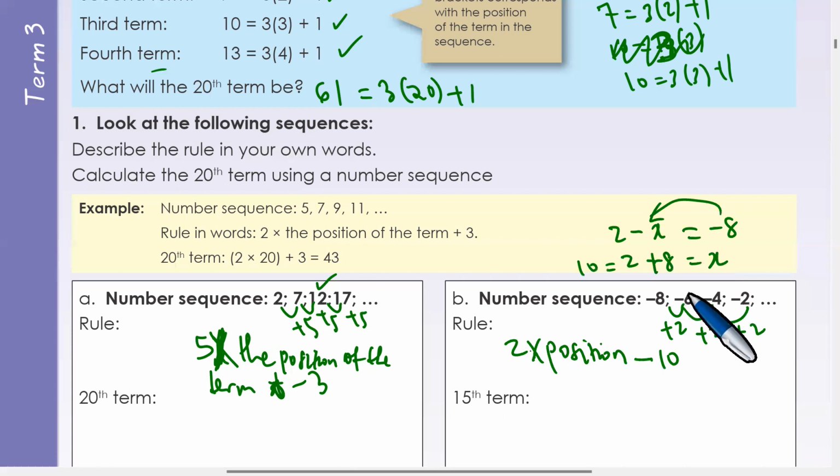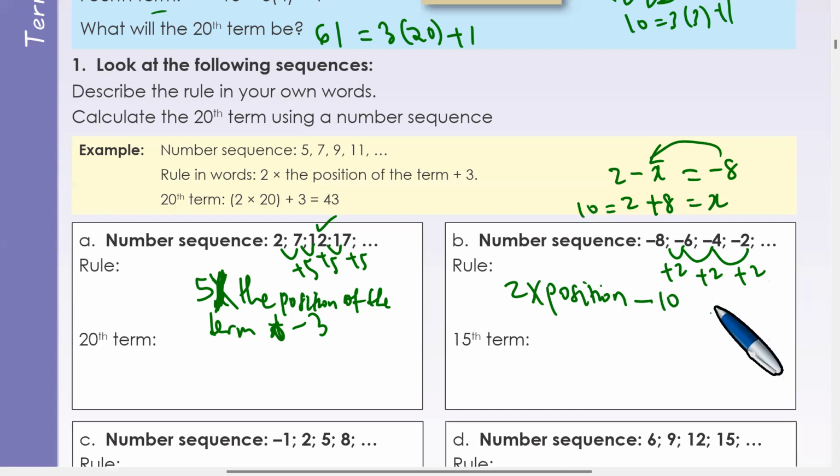Okay, let's look at position 2. Term number 2, what is 2 times 2? 4. 4 minus 10 is -6. 2 times 3 for position 3. For term 3, what is 2 times 3? 6. 6 minus 10 is -4. Yeah. Well done.